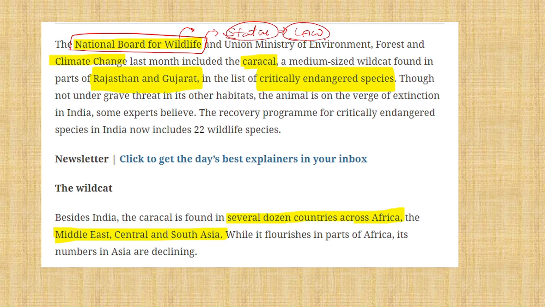UPSC will say National Board for Wildlife is not statutory, but it is. Where is this board? It is under the Wildlife Protection Act 1972. I keep insisting you read this Act because it has everything: national park, wildlife sanctuary creation, conservation reserve, National Board for Wildlife, and the Central Zoo Authority of India. There are many zoos, right? Under what authority are they functioning? They are functioning under the Wildlife Protection Act. So I have said this.